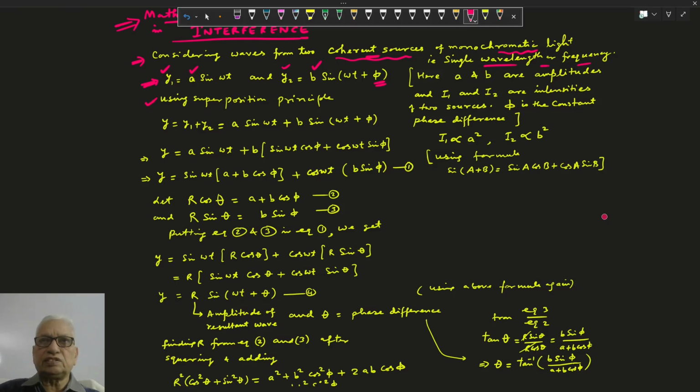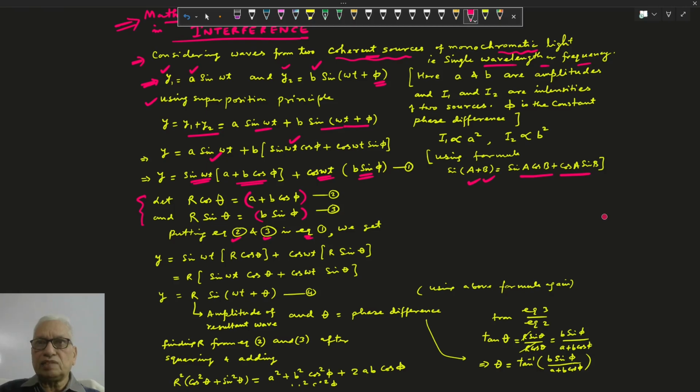Now using the superposition, y is equal to y1 plus y2. Opening this using the formula sin(a plus b) equals sin a cos b plus cos a sin b, we get sin omega t cos phi plus cos omega t sin phi. Now taking the common sin omega t in bracket, the remaining is (a plus b cos phi), and cos omega t times b sin phi. Assuming r cos theta is equal to a plus b cos phi and r sin theta is equal to b sin phi.